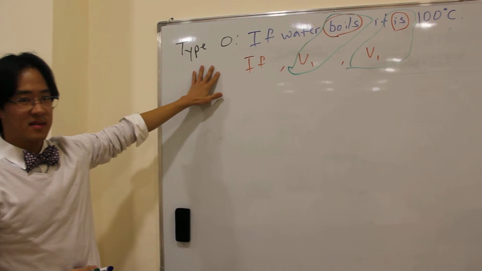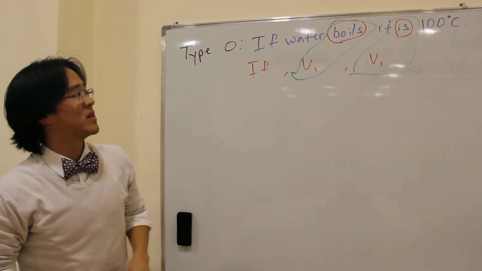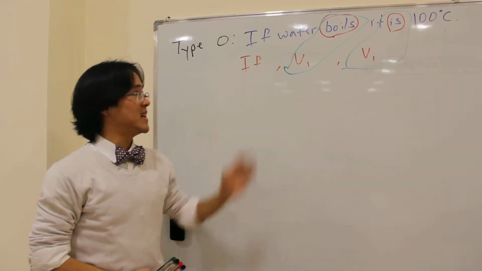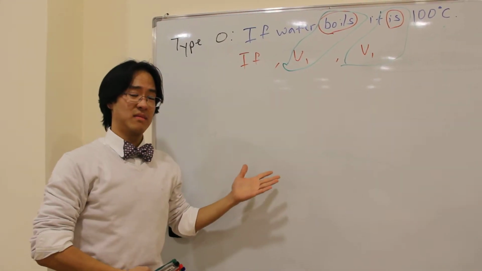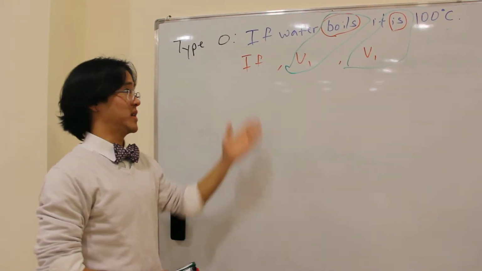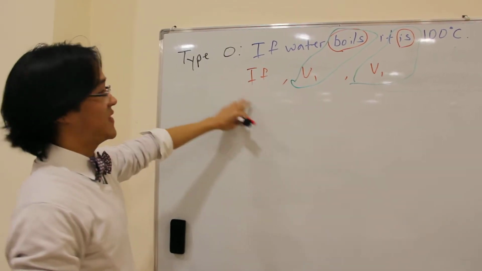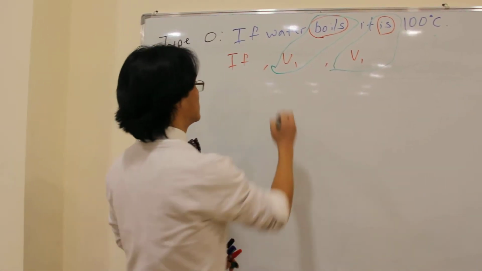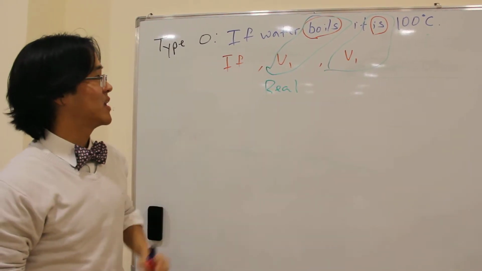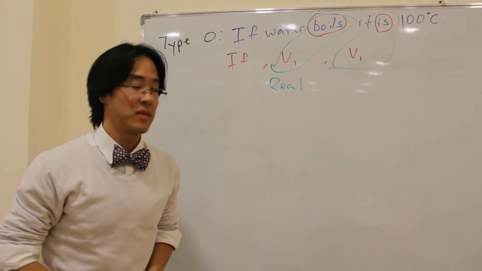Now, what is a type 0 conditional? If water boils, it is 100 degrees Celsius. Think about this. Is this something that is real? Is it something that's possible? And of course, the answer is yes. For type 0 if clauses, all of these sentences are real. They are real, and not only that, but they are fact. It is something that is always true.